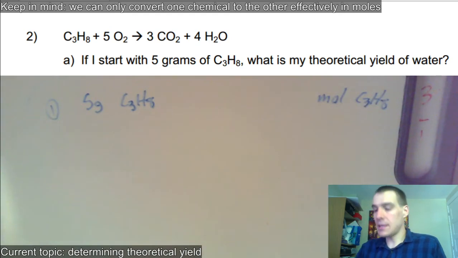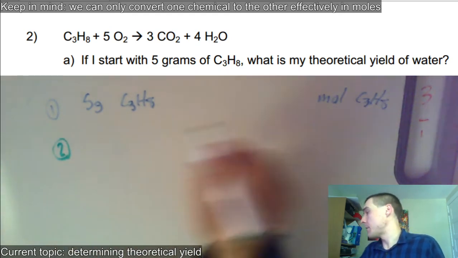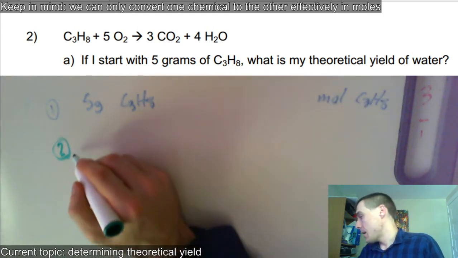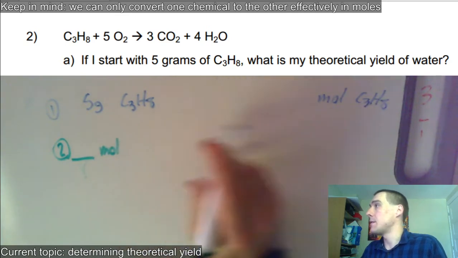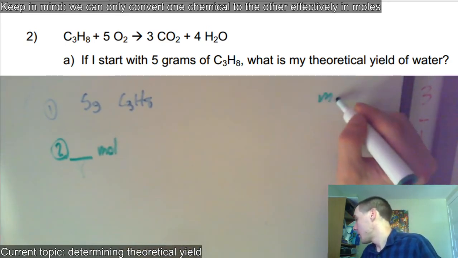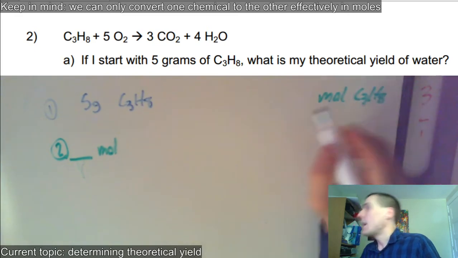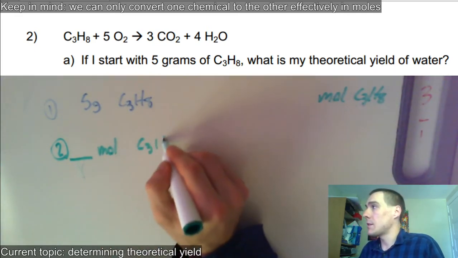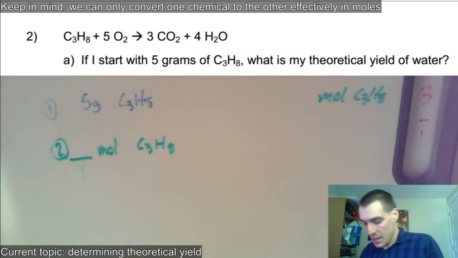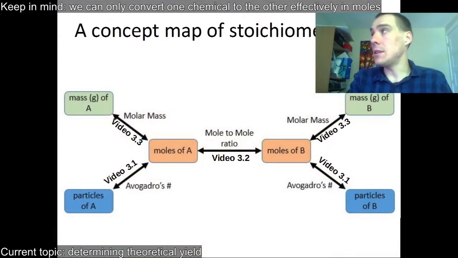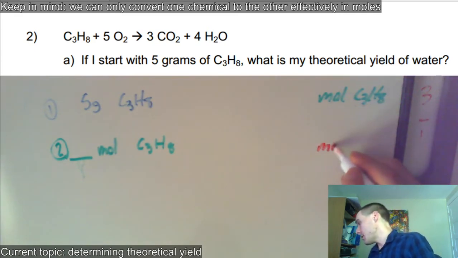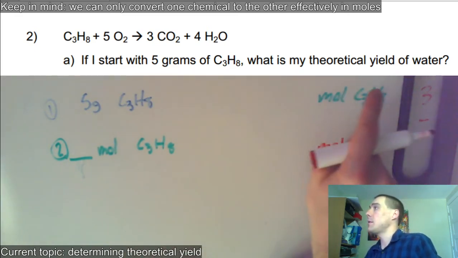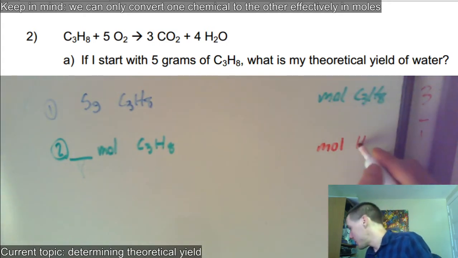Then in my second step, when I get my moles of C3H8, however many moles I get, I'm going to leave a blank space there for C3H8. I'm going to write that in green. Moles of C3H8. Take whatever moles of C3H8 that I would have gotten at the end of my first step. I've got moles of A now, and I want to go to moles of B. So I want to go to moles of, what's my target again? Let me look at my question. Theoretical yield of water, of H2O.